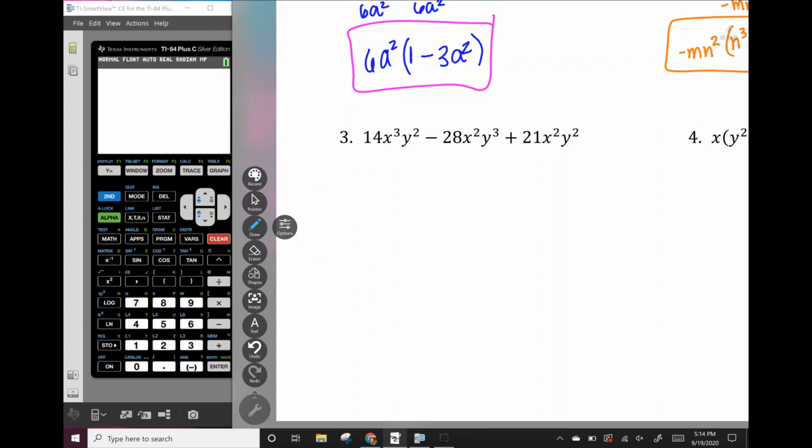All right, on number 3, checking for a GCF with our coefficients, 14, 28, and 21. So that's going to be 7. And a lot of times your only GCF is a number, but on these problems we've got variables as well. So x cubed y squared, okay, looking for our lowest exponents, on the x is going to be a 2. We've got 2's on both of those, so x squared. Our lowest exponent on the y is also a 2, y squared. So dividing each of these by 7x squared y squared.